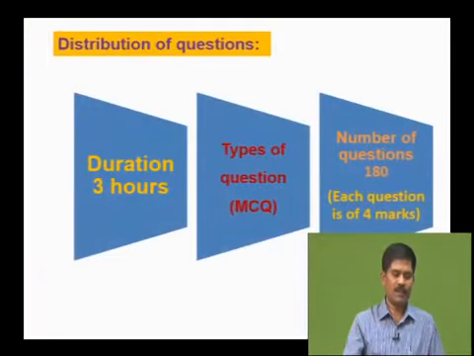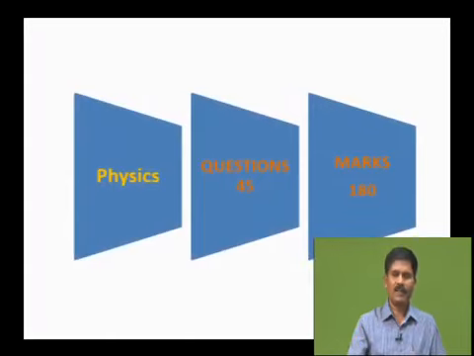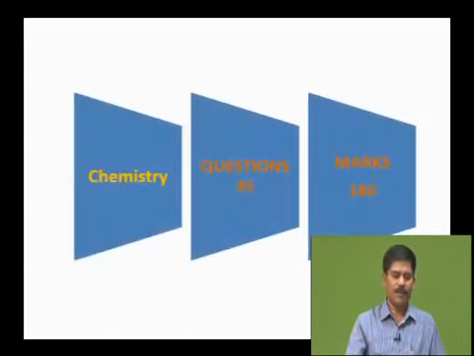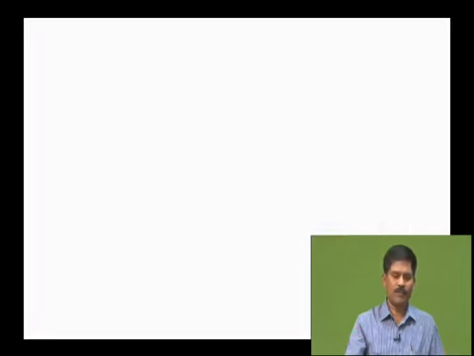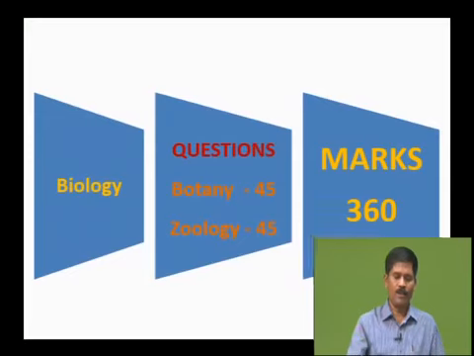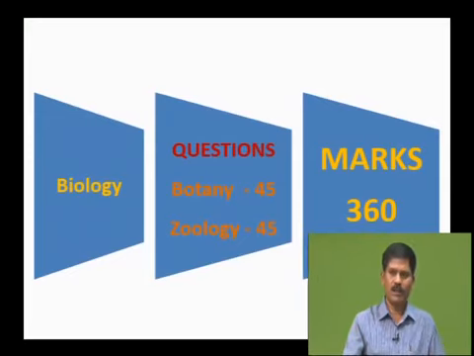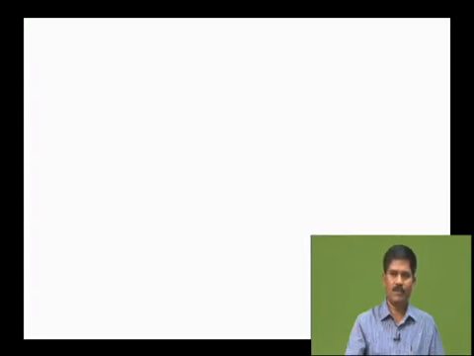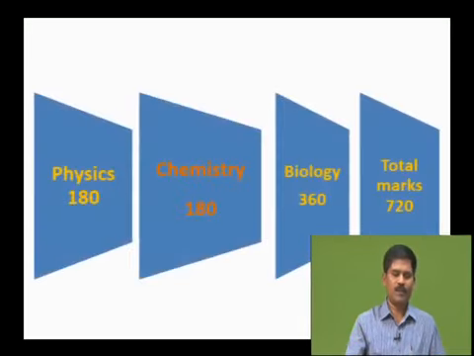Distribution of questions. Duration of the examination is 3 hours. Type of questions are MCQ, multiple choice questions. Number of questions would be 180 and each question carries 4 marks. Physics carries 45 questions for 180 marks. Chemistry carries 45 questions for 180 marks. Biology carries 90 questions, 50% of the questions in the NEET question paper, 45 from botany and 45 from zoology, carrying 360 marks. Physics 180 marks, chemistry 180 marks, biology 360 marks, and total marks would be 720.